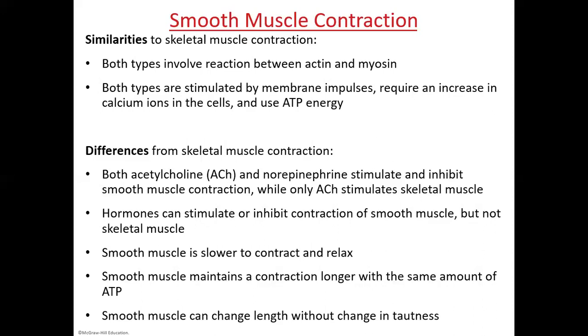Smooth muscle too can maintain a contraction longer using the same amount of ATP. And that has to do with the amount of force required being different. It takes a lot more muscle force to pull and move a whole bone or a whole part of the body rather than just to kind of smoosh food through your esophagus. And then smooth muscle can also change its length, but it doesn't change its tautness, how tight it is. So you can think of how smooth muscle contracts as similar to how a slug moves, if that'll help you picture it.